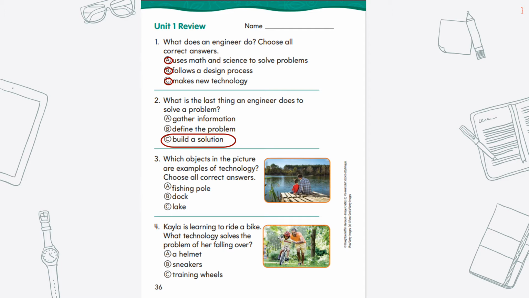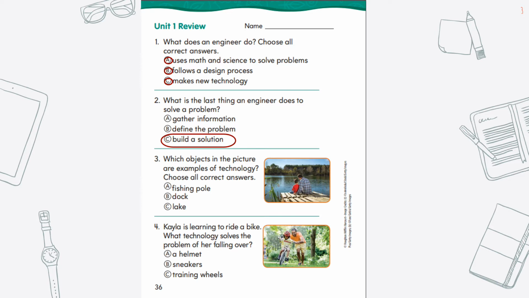Let's look at question 3 now. Which objects in the picture are examples of technology? Choose all correct answers. It means we might have more than one answer. So what do you think in the picture? What do you see in the picture?